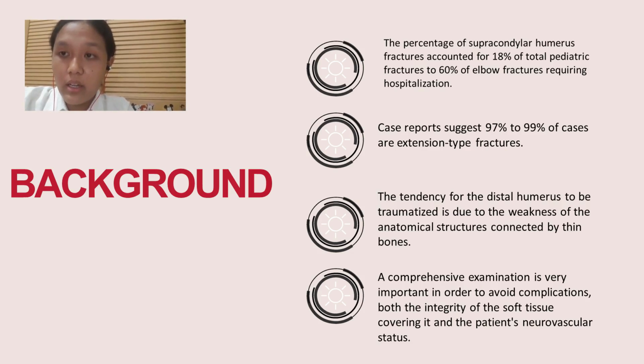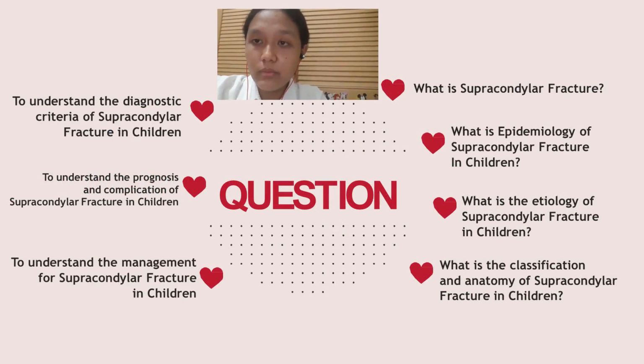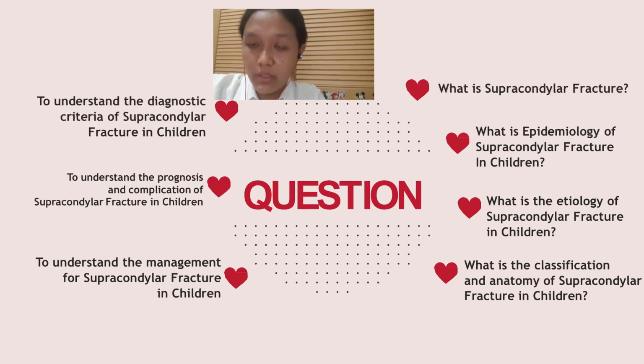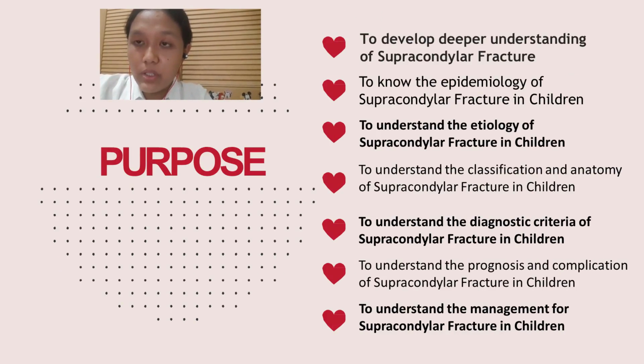Therefore, with this student project, as a form of our attention to supracondylar fracture in children, we will explain in detail about this incident and other factors involved. Our research questions: 1. What is supracondylar fracture? 2. What is the epidemiology of supracondylar fracture in children? 3. What is the etiology of supracondylar fracture in children? 4. What is the classification and anatomy of supracondylar fracture in children? 5. What are the diagnostic criteria of supracondylar fracture in children? 6. What are the prognosis and complications of supracondylar fracture in children? 7. What is the management of supracondylar fracture in children? And the purpose of the research is the same as the research questions.